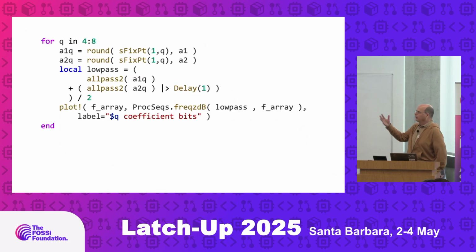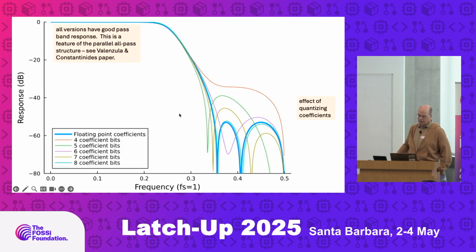But very briefly, you can then start playing with this. In this case, I've got a little for loop set up to quantize the coefficients to different precisions, and then recreate the low pass and plot the frequency response. So you can see different frequency responses as a result of the quantization of the coefficients.